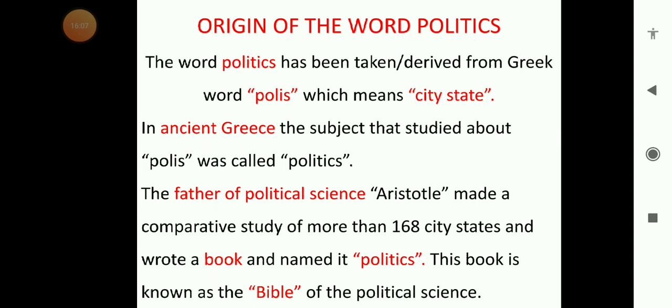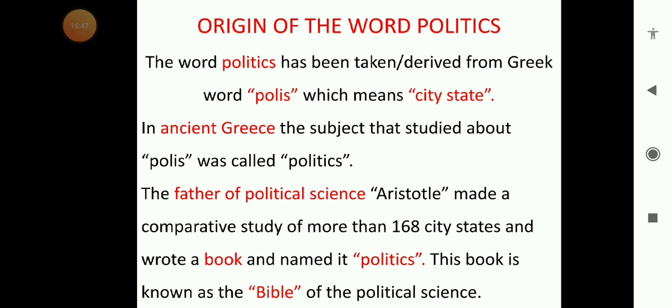For example, Kapurthala, Maharaja of Kapurthala. We talk about Nabha, Malerkotla, Nawab of Malerkotla. So these are small states. Same way, in Greece, there were small states, and they were basically known as polis. And the subject that was related to polis was called politics. Hopefully you understood it. Polis, right, means city state, and the subject that was related to polis was called politics, right?